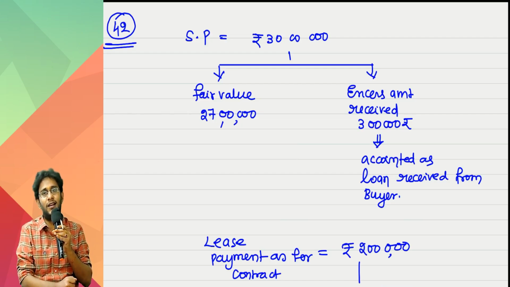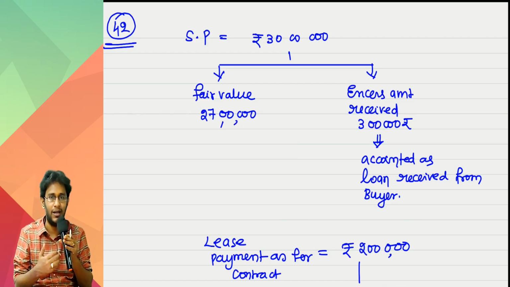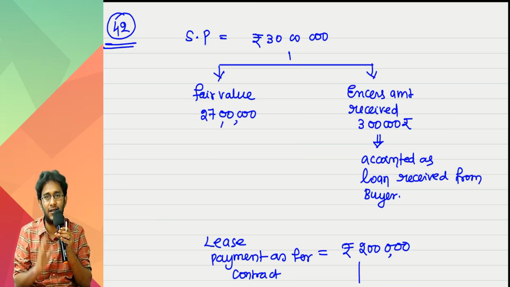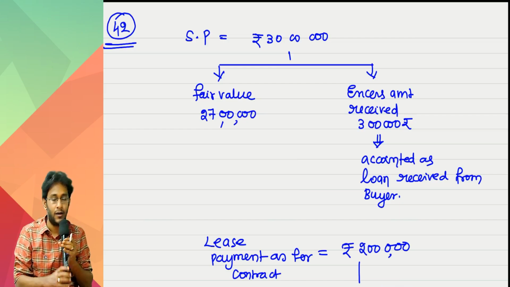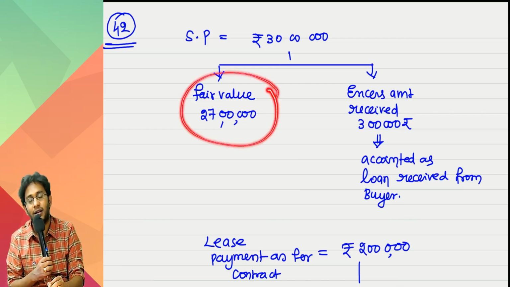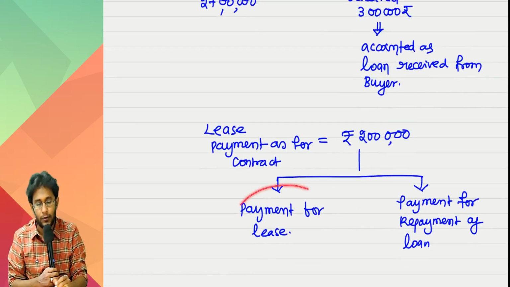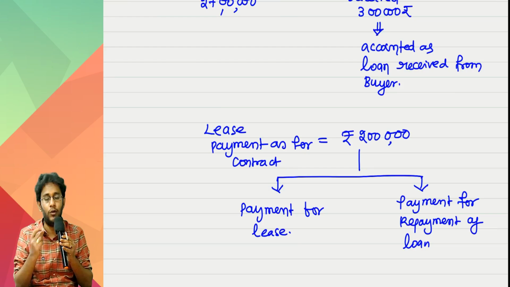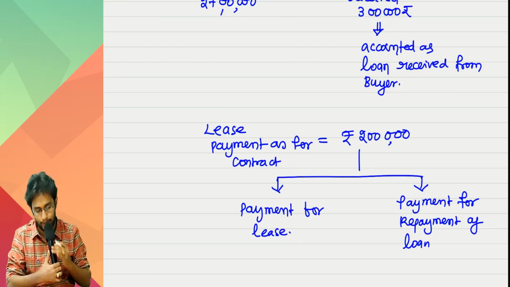It is an operating lease, and what is the meaning of operating lease? Suppose the building has a life of 30 years. I took it on lease only for a period of 10 years, let us say, or 15 years. So the fair value is for the entire 30 years of the building, while the lease payment you are making is only for 10 years of the building. So how can you take 27 is to 3? You can't take like that. You have to split. How to split, we will see.